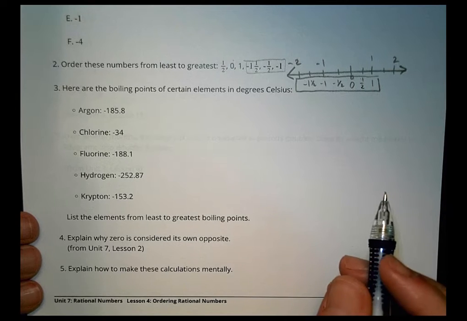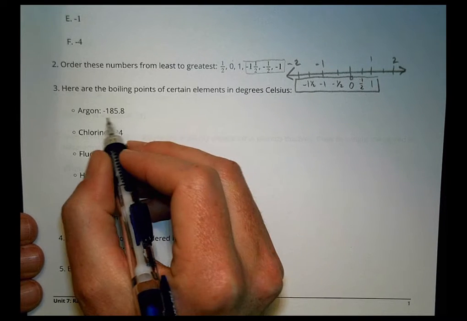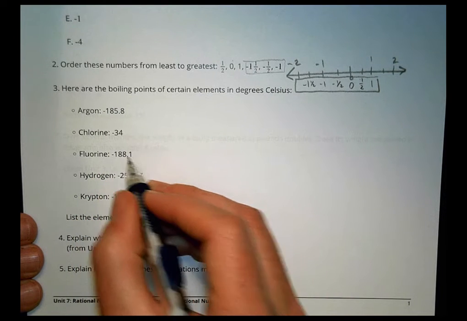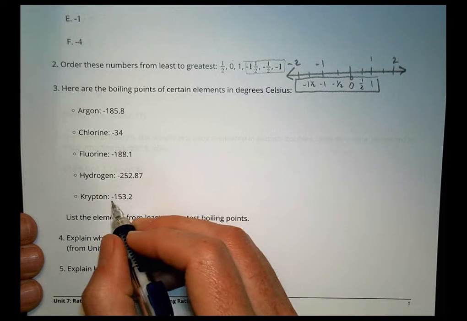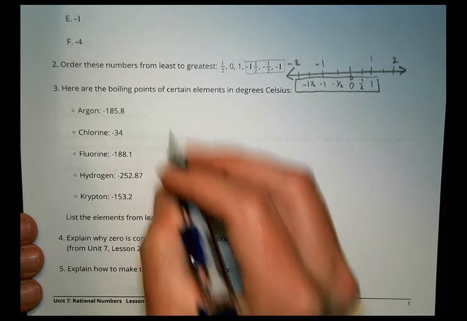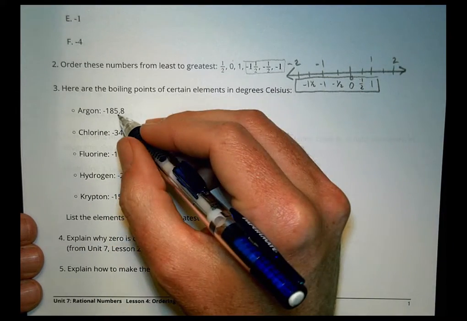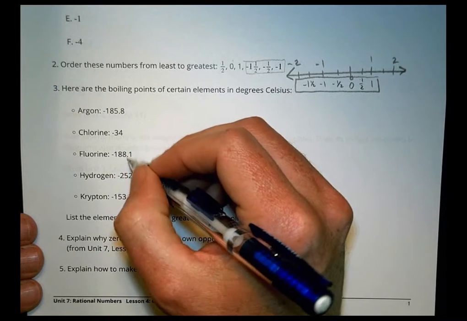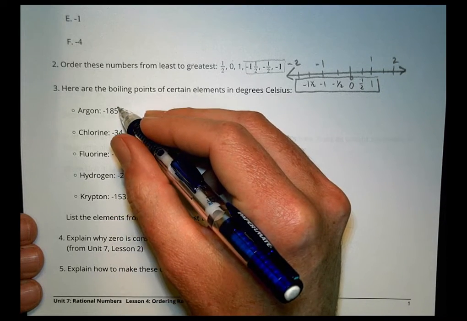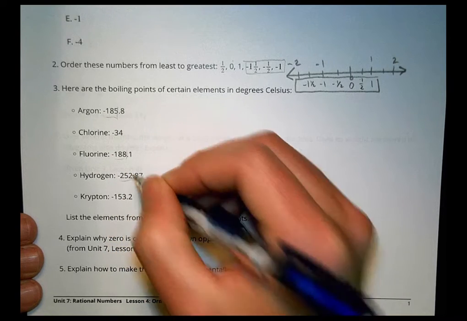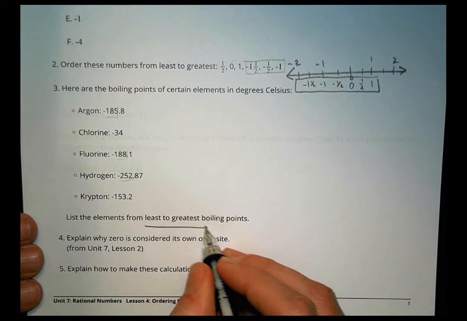Number 3, here are the boiling points of certain elements in degrees Celsius. We have -185.8, -34, -188, -252, and -153. For something like this, the decimals are not a big deal, right? So don't worry about that. We have some decimal numbers, but we're talking mostly about numbers that are going to be compared on the regular numbers here. So we don't have to worry about the decimals too much, most likely. We're going to go from least to greatest.